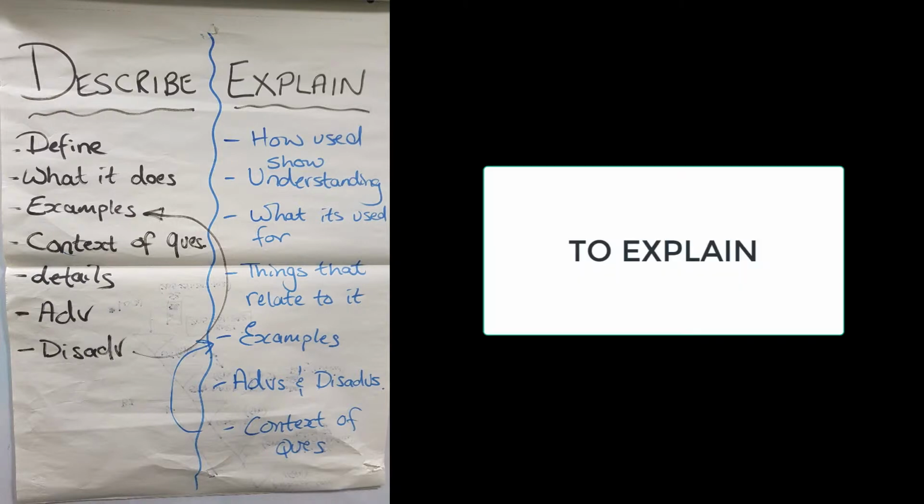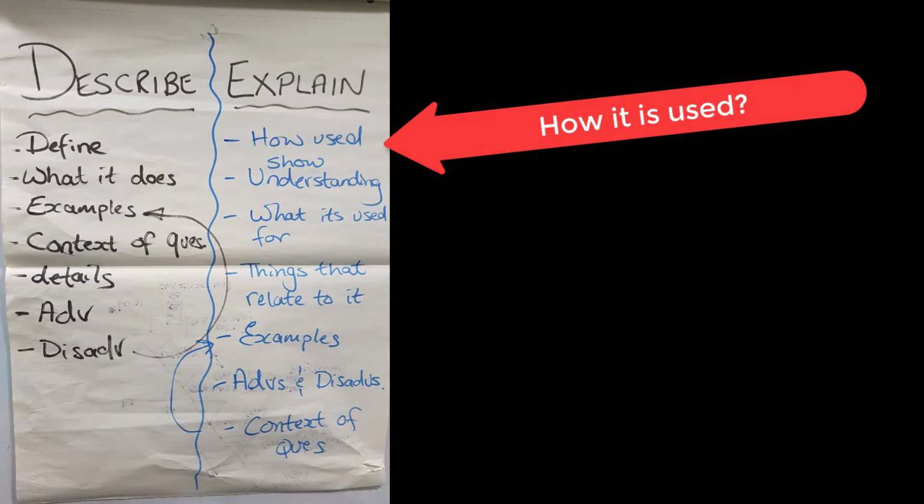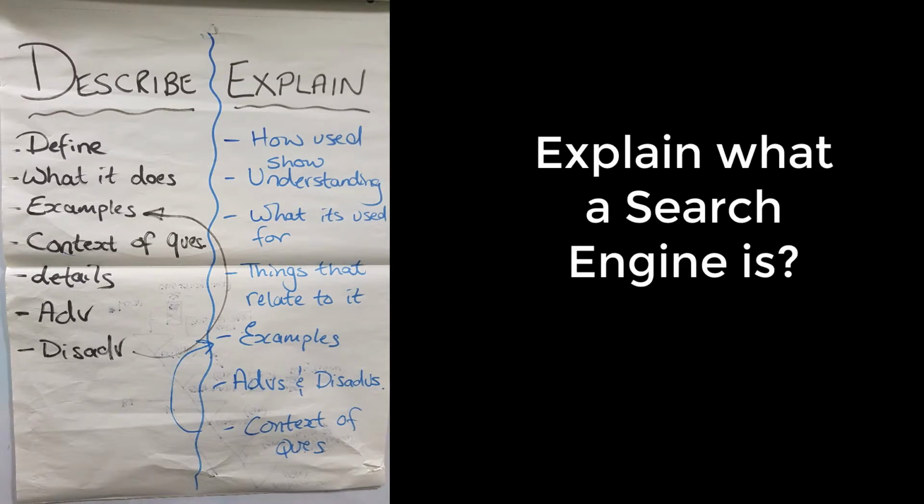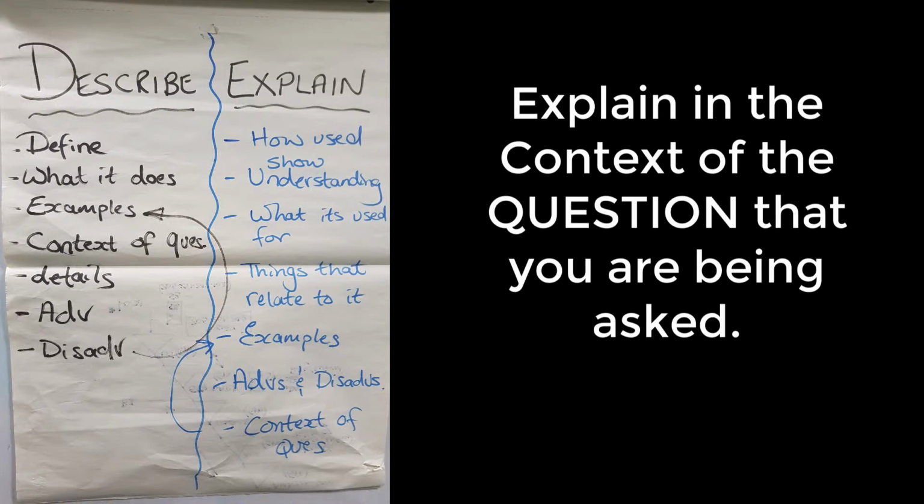For explain now, you need to state how a thing is used, show your understanding of that thing. So explain search engines in general. So you explain how it is used. A search engine is basically a database, as you and I know, on the internet. Show your understanding, what is it used for, things that relate to it. Give some examples. I want you to discuss any advantages and disadvantages. And like all the other questions, make sure you explain a thing in the context of a question.